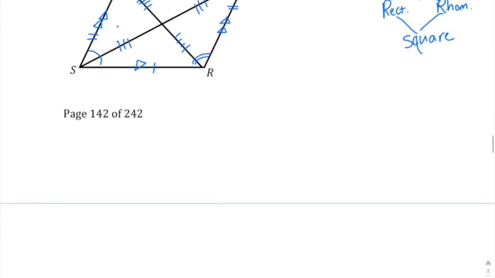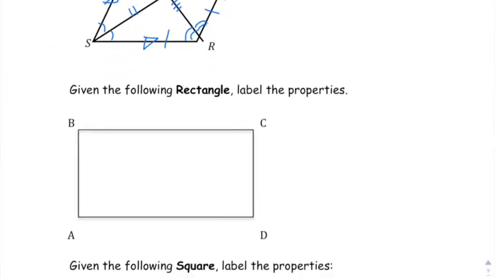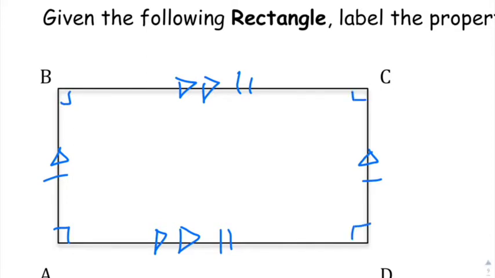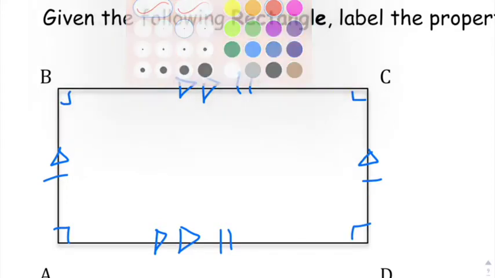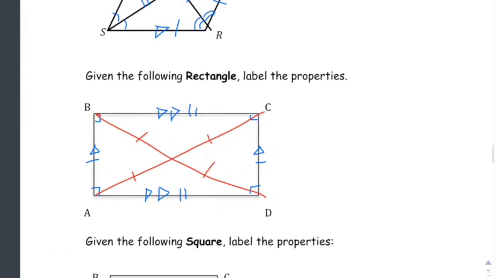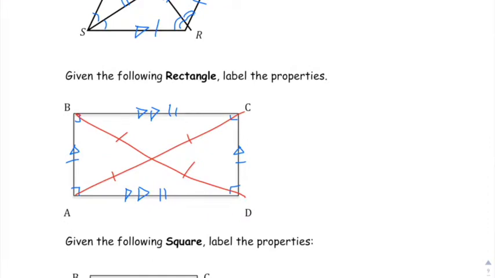So a little different. And then a rectangle is one of the new ones here we learned today. So you got parallel sides, obviously, because it's a parallelogram. Opposite sides are congruent. Then you have a bunch of right angles. I guess if you wanted to draw your diagonals, you can draw your diagonals. And we can say that they bisect each other and they're congruent. So then that makes a bunch of little miniature parts of your diagonals being congruent.